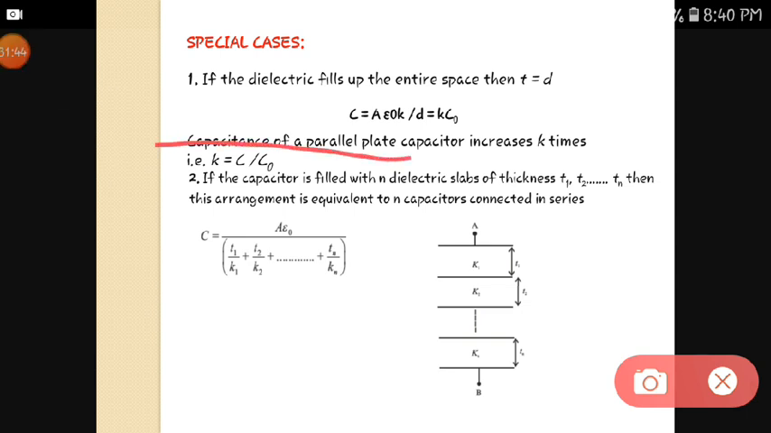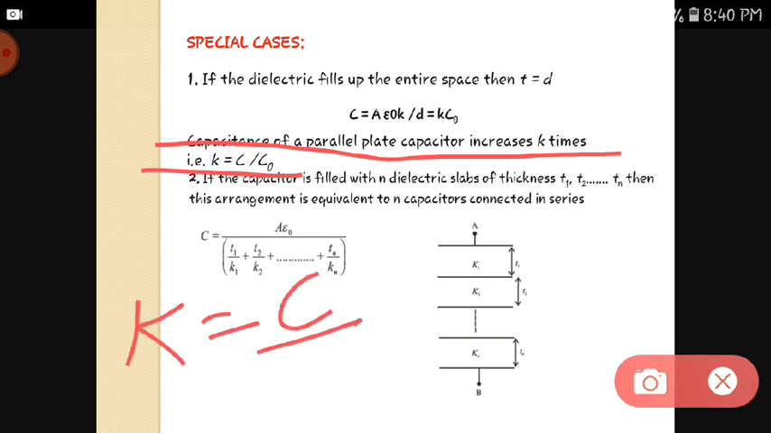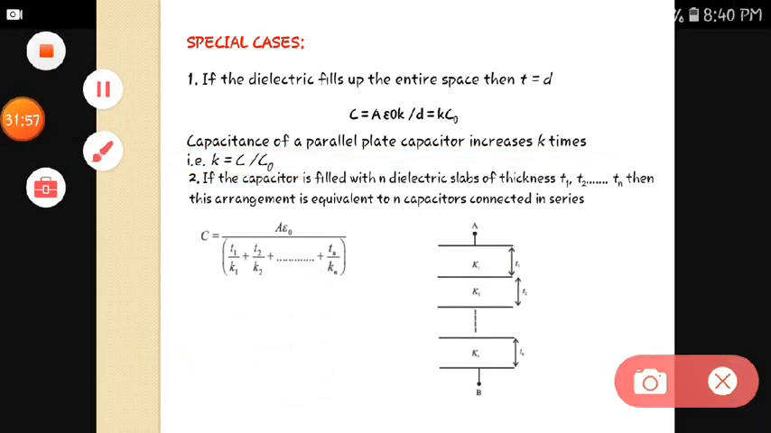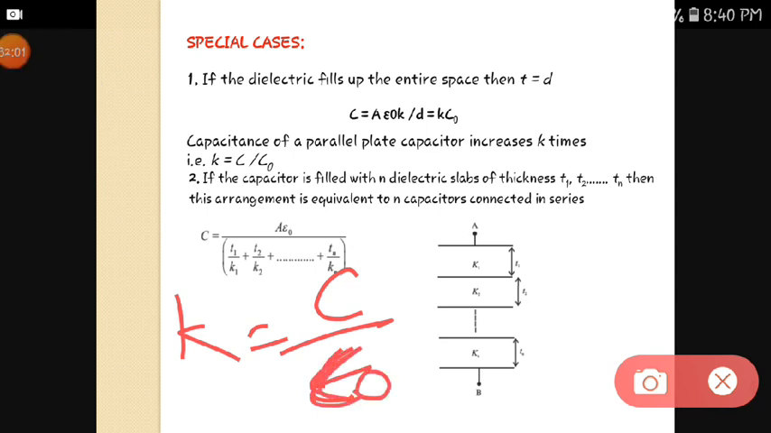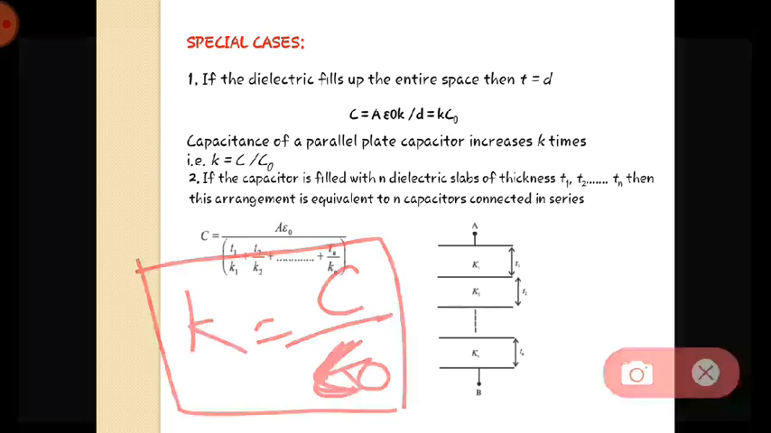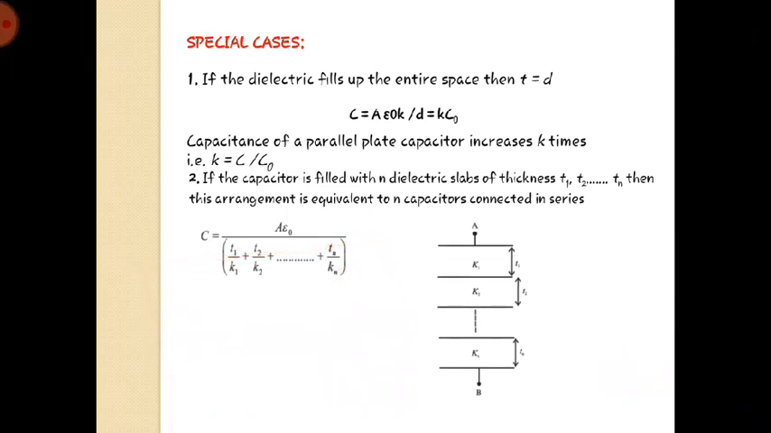So the capacitance of a parallel plate capacitor increases K times. So we can write K is equal to C upon C0. I'll write it again. K is nothing but C by C0. I am just writing like that. Okay. So this formula you have to remember. This can be asked for MCQ type.